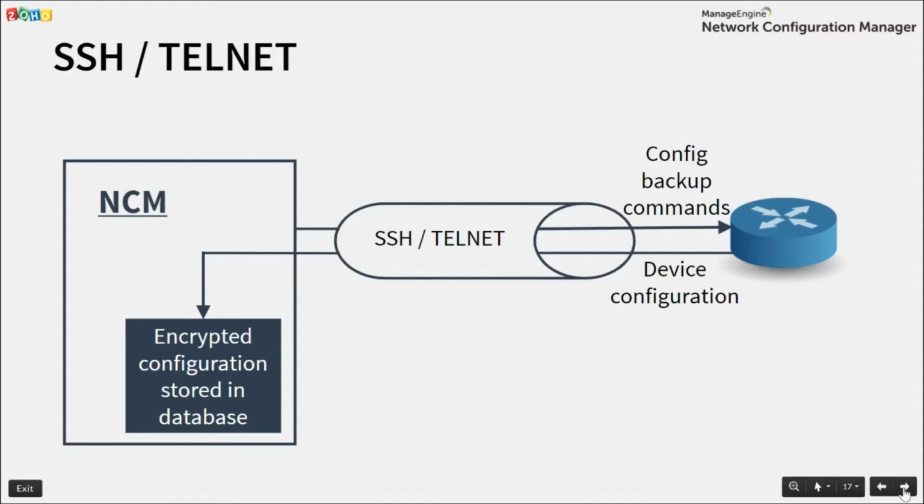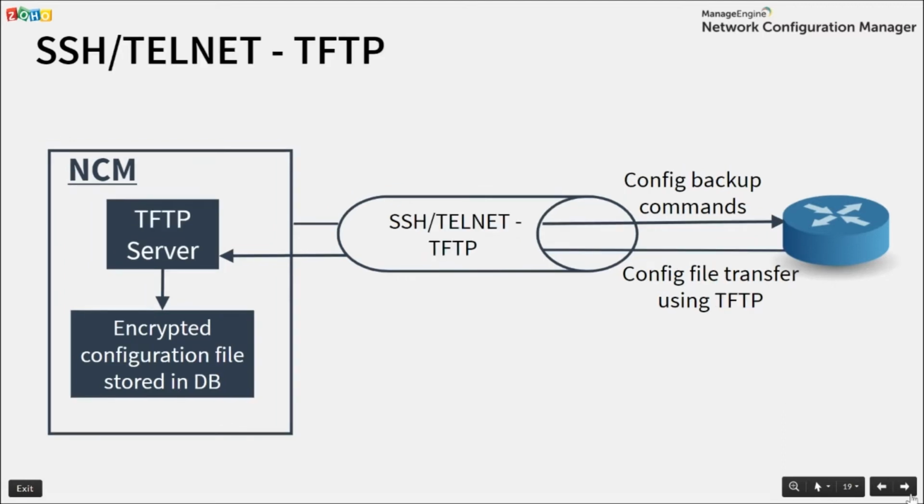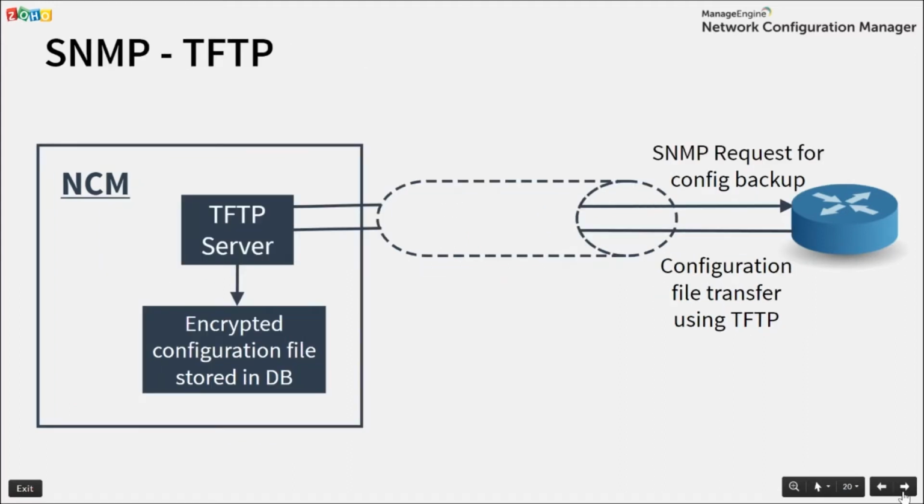So here's SSH SCP, where a channel will be established and an SCP server will be present. NCM will send the configuration backup commands through SSH. Upon receiving the configuration backup commands, the device will send the corresponding file using the SCP protocol, which will be received by the SCP server and stored in the DB. A similar setup is used for SSH Telnet and TFTP protocol. And for SNMP TFTP alone, there will not be a communication channel. Instead, an SNMP request will be sent to all the nearby devices, and the configuration file will be transferred using TFTP, which will be received by the TFTP server, encrypted and stored in NCM's DB.